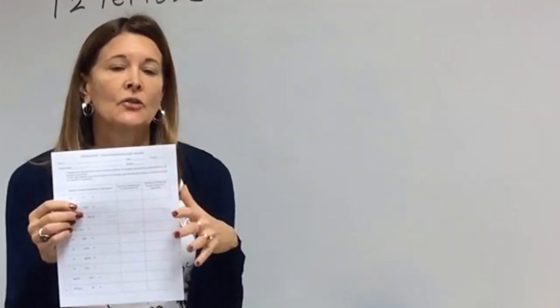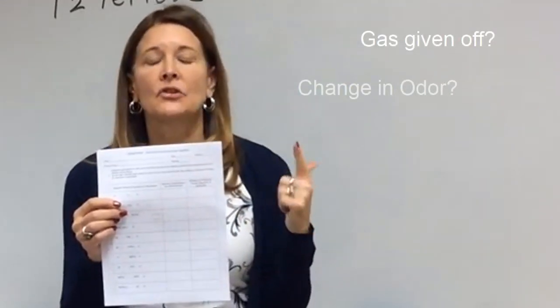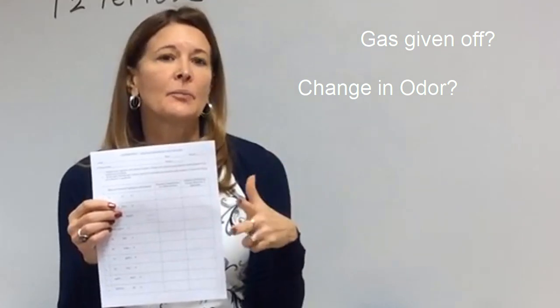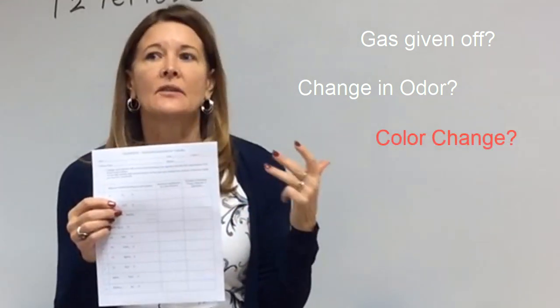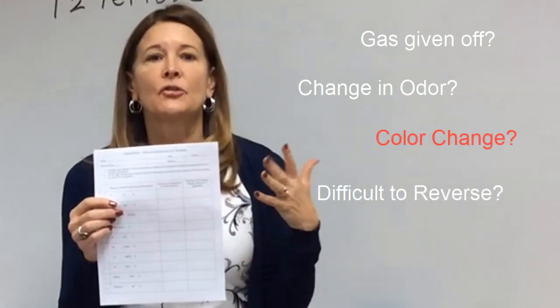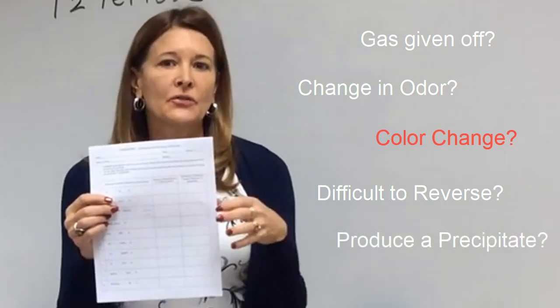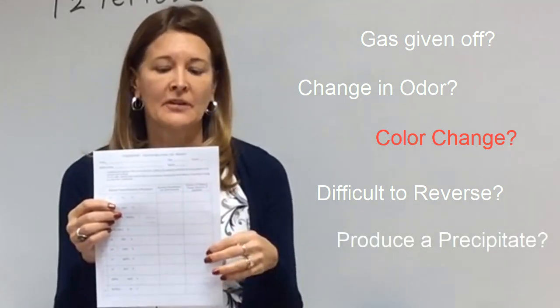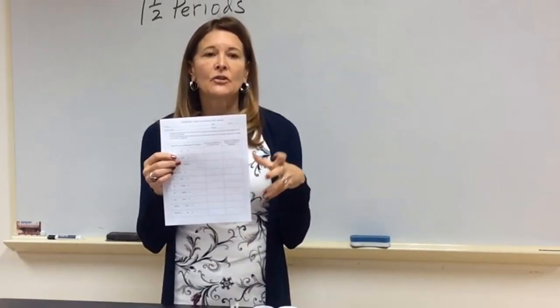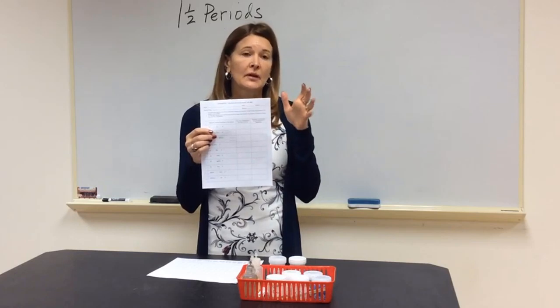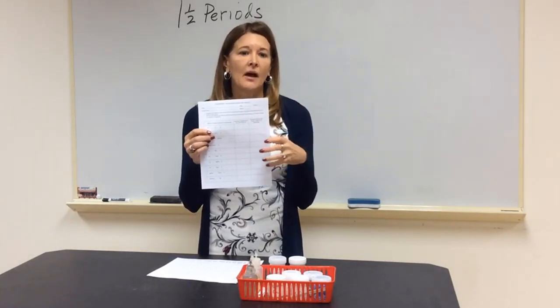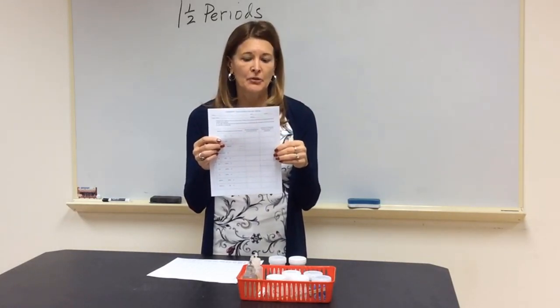So if we talk about a chemical reaction, remember there are 5 to 6 signs of a chemical change. So you're going to want to look for things like, was a gas given off? Was there a change in odor? Was there an unexpected color change? Is it difficult to reverse? Did you produce a precipitate? Those are some of the things you're going to want to be looking for to see that the chemical reaction actually occurred. So make sure you take the time to pick up your test tubes, look at them, feel them, see if you can tell if there was some kind of change in temperature.